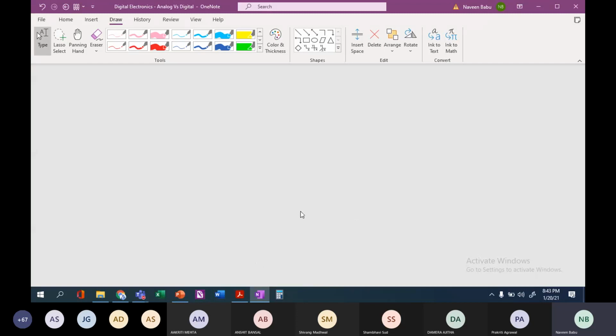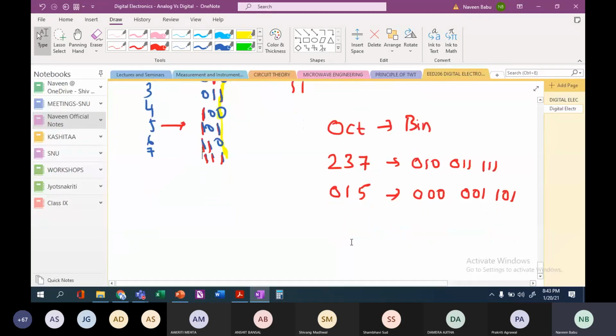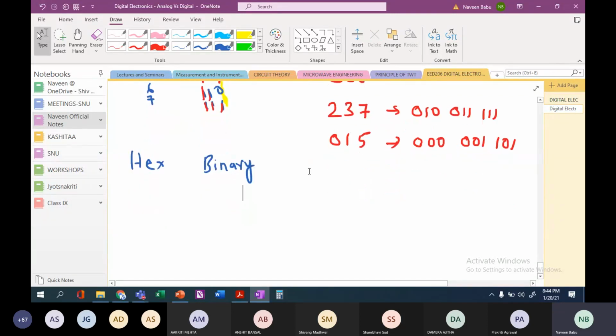So now again, we will go back to the positional weights here. What are positional weights? If you have hexadecimal values, how are they represented in terms of binaries? Let me make a table here.